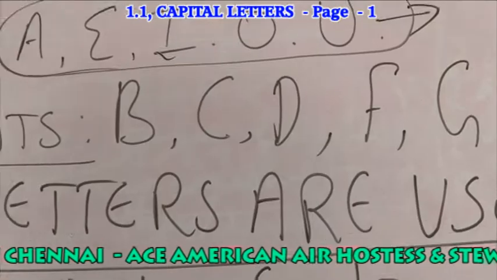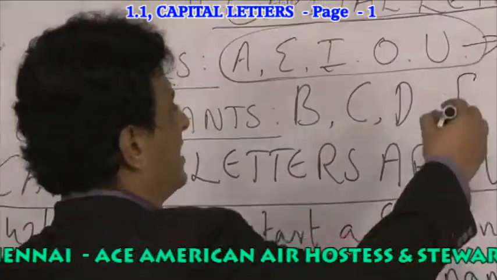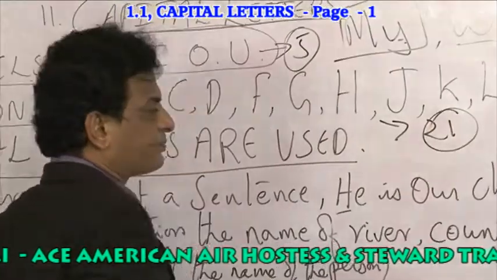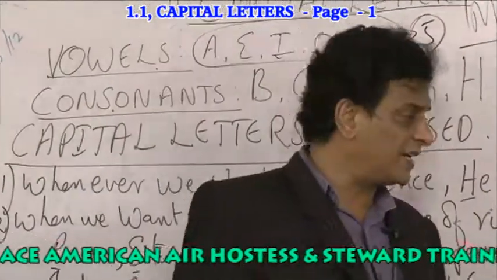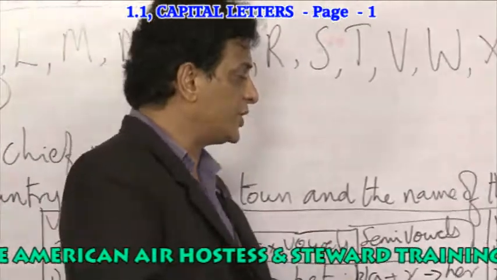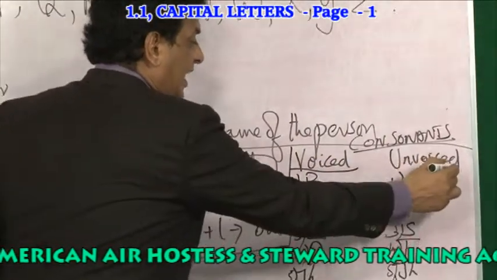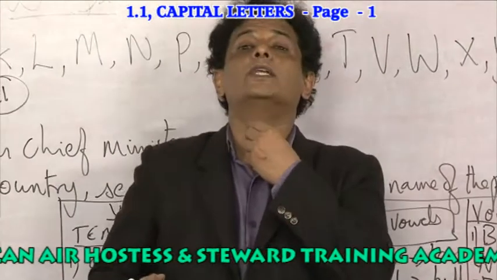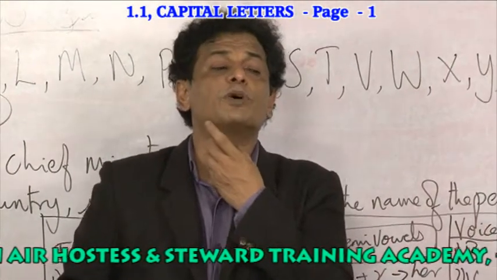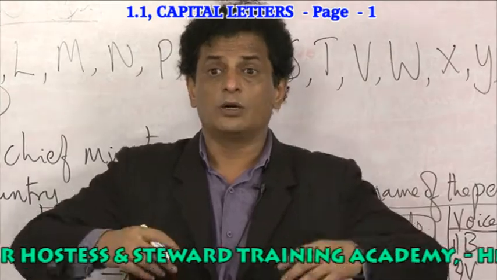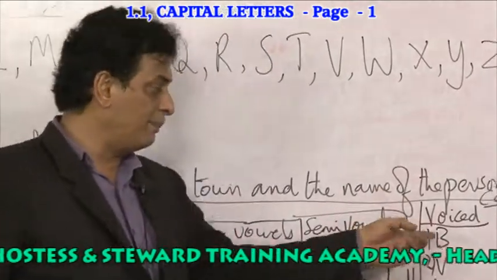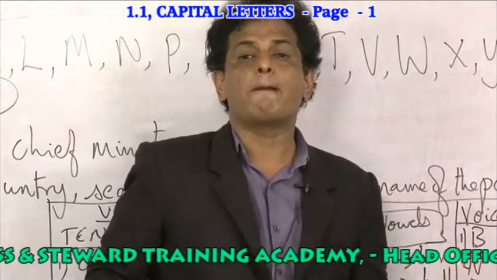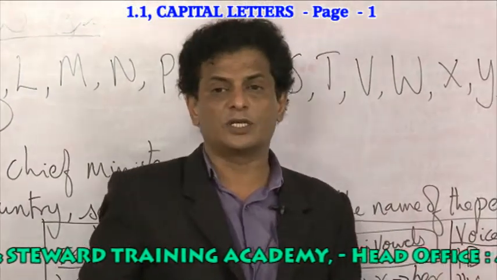Now coming back to consonants, how many consonants are there? There are totally 21 consonants. These consonants are further divided into voiced consonants and unvoiced consonants. Voiced consonant means the sound should be produced from your throat, more voiced. For example, B is pronounced as ba, ball. P is pronounced as p, through the lips sounds are produced.